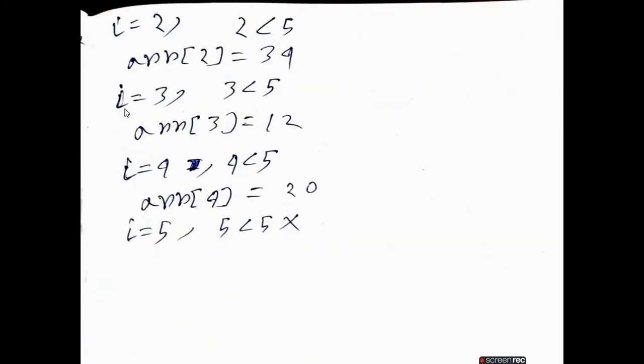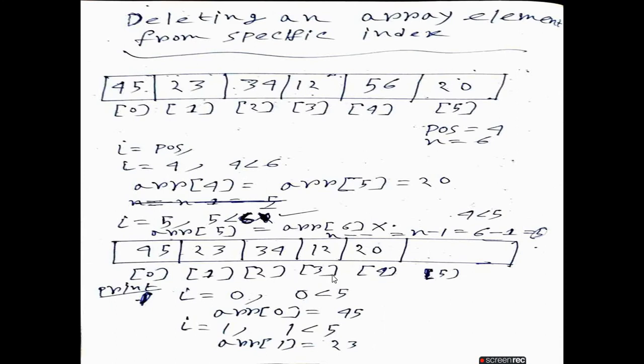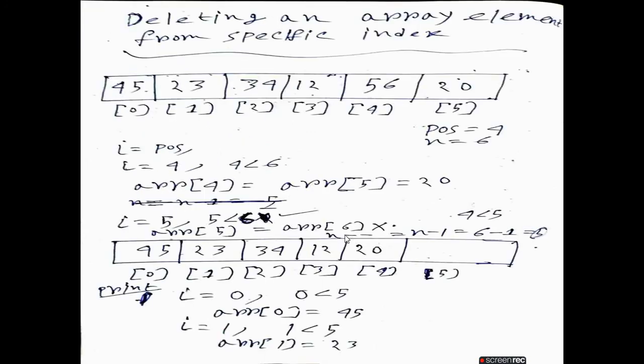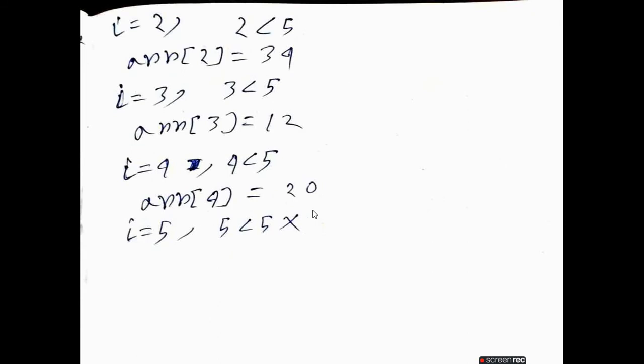Next, again increment I, it becomes 3 now. What is the value of AR of 3? 12, 12 is printed. Increment I, it becomes 4 now. 4 is less than 5, yes. What is the value of AR of 4 now? 20, 20 is printed. Increment I, it becomes 5, 5 less than 5, no, the condition is false, stop.